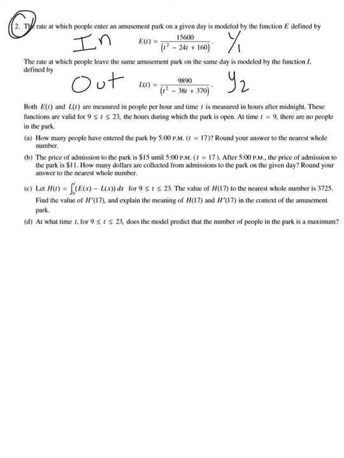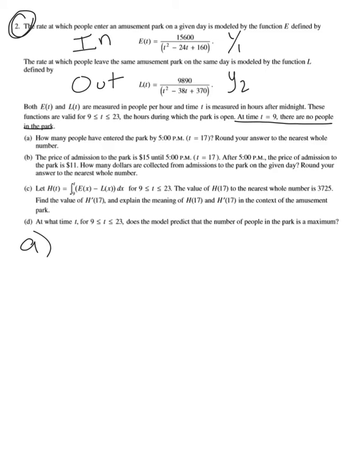Both E of t and L of t are measured in people per hour. So again, they're rates. T is measured in hours after midnight. These functions are valid from 9 a.m. to 23, which would be 11 at night. There are no people in the park at 9, right? So that means our initial value is 0.